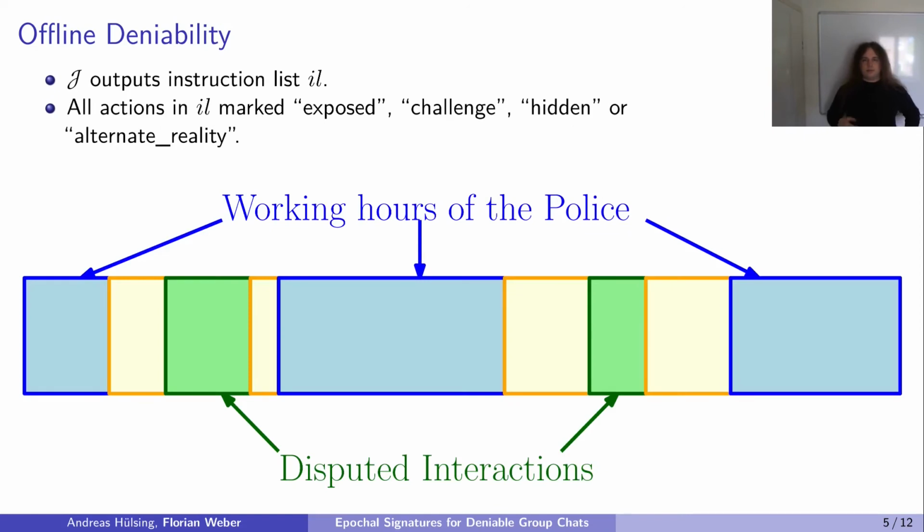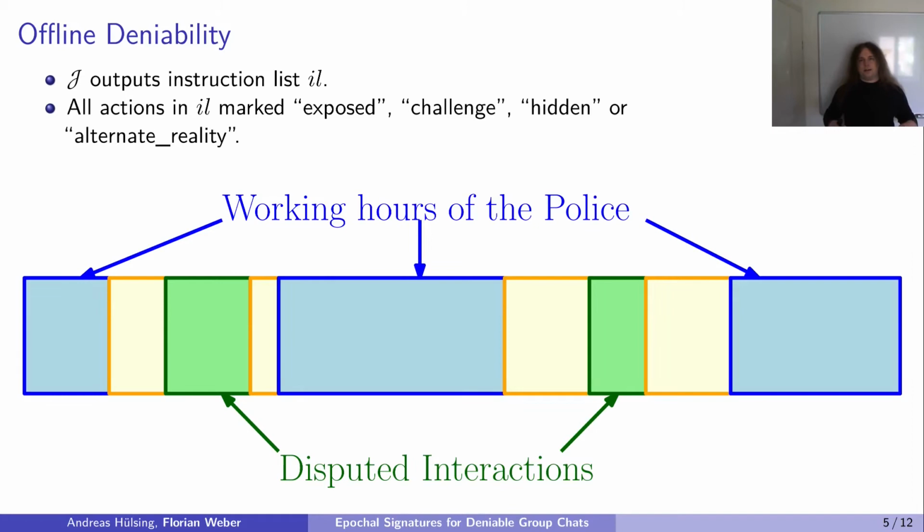To give some intuition for our game, as I said, the judge outputs some instructions that should be executed, and this is done in the form of a so-called instruction list. An instruction in an instruction list is essentially something like saying, at this point Alice should send a message foo to some chat room bar. And a long list of all these instructions is then the instruction list. Each instruction is additionally marked as either exposed, challenge, hidden, or alternate reality.